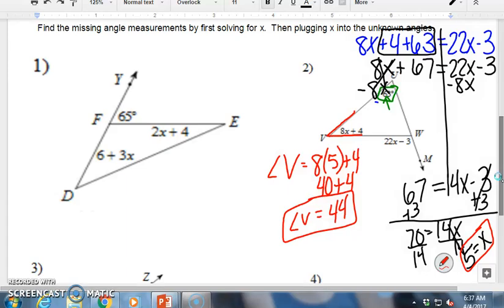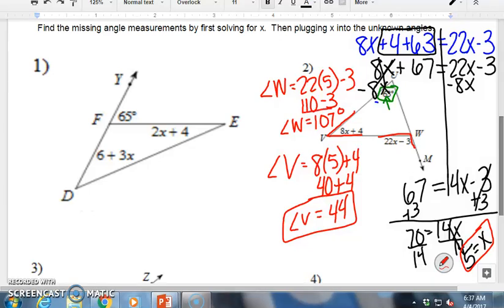And then I also need it for angle W. So I get 22 times 5 minus 3. I get 110 minus 3. That's angle W equals 107 degrees.